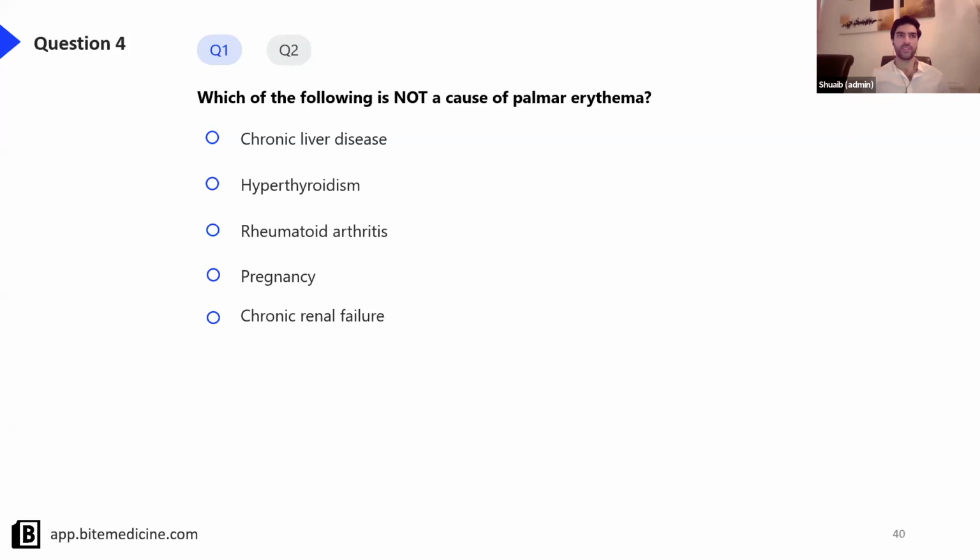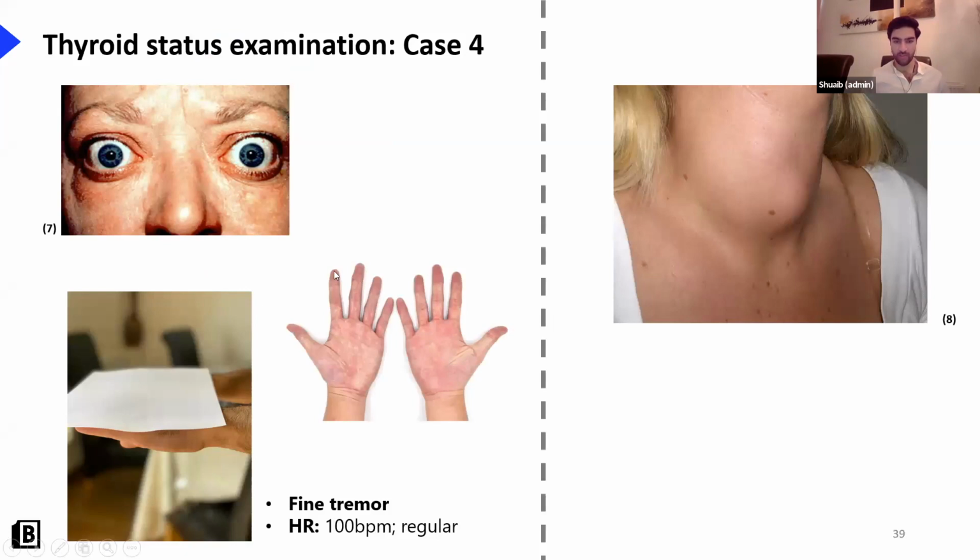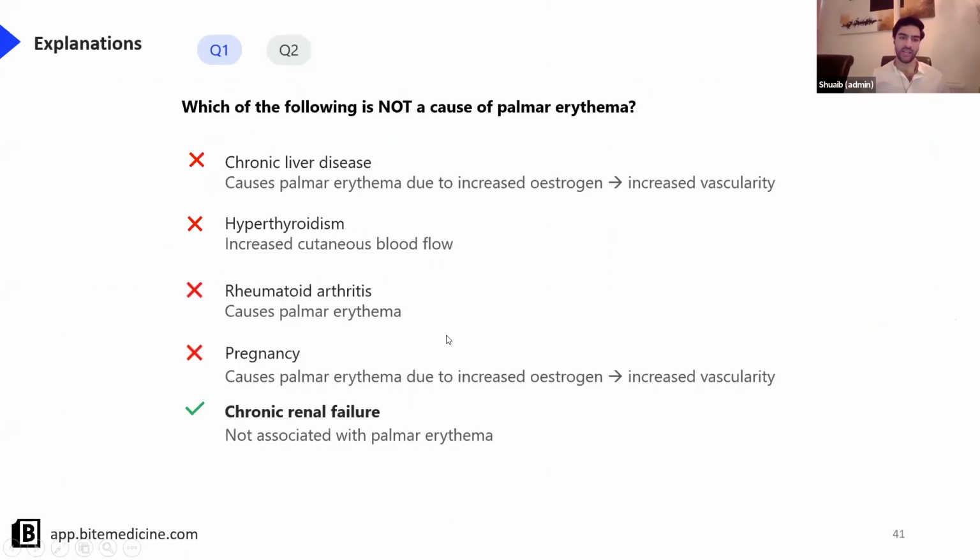Okay, so the vast majority of you went for rheumatoid arthritis, 51% of you. 3% of you went for hyperthyroidism. So this patient had palmar erythema. So hyperthyroidism is not the correct answer. Rheumatoid arthritis is also not the correct answer. Just to let you know, this is palmar erythema here. So these red palms, that's known as palmar erythema. And the correct answer is chronic renal failure.